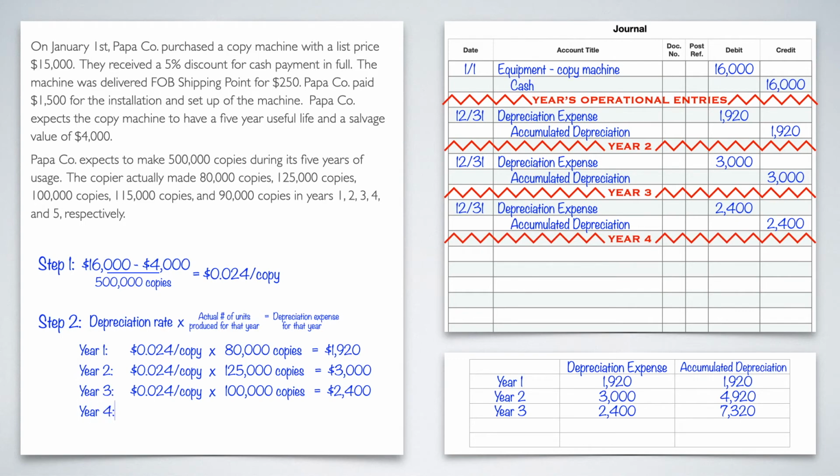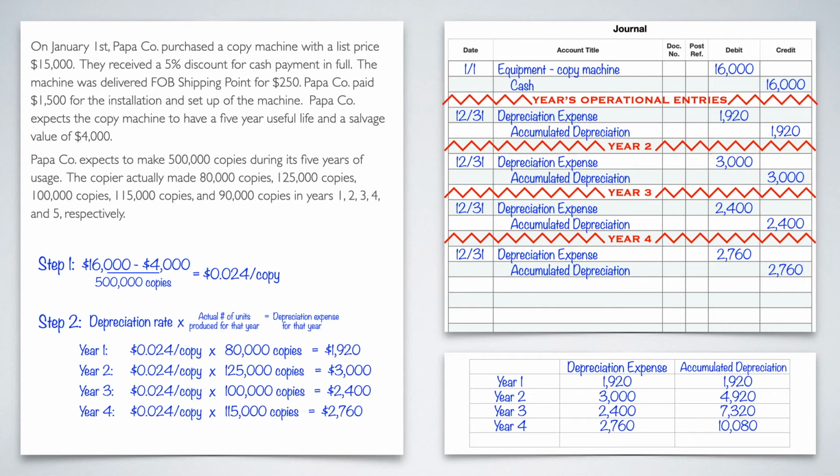All right, let's go to year four. Same rate. This time we multiply it by 115,000. That gives us a depreciation expense of 2,760. So again, year four, 2,760. Add the 2,760 to the 7,320 that's already in accumulated depreciation. That gives me 10,080. And then the adjusting journal entry is the same, except this time it's 2,760 for the debits and credits. We're still expensing it through depreciation expense and then adding it to accumulated depreciation.